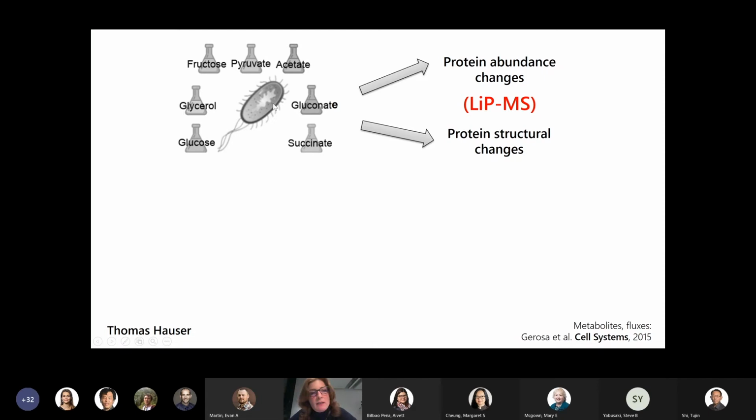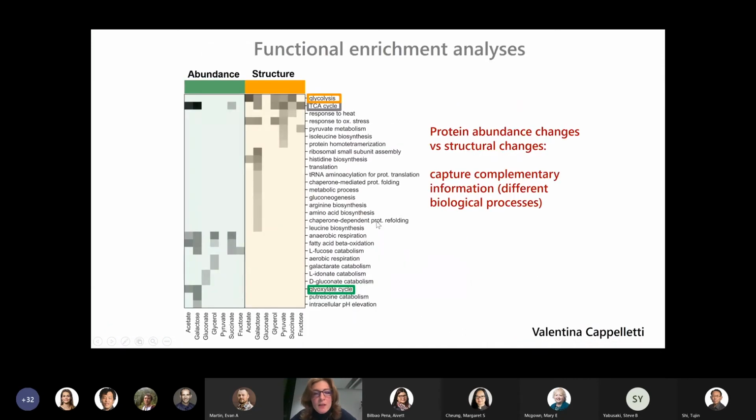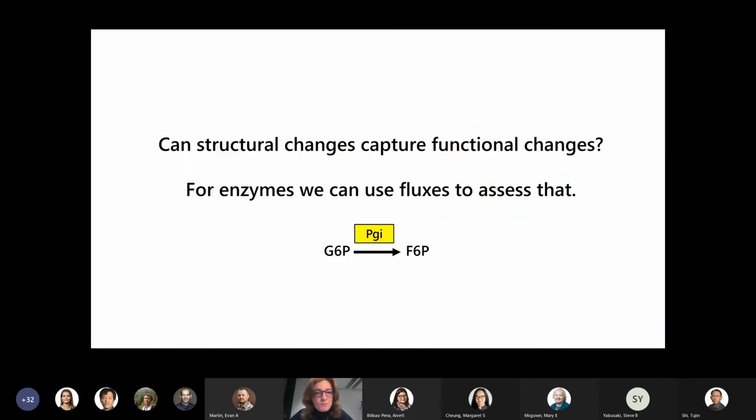So we thought this might be very interesting to understand what our approach probes. So we grew E. coli cells in these conditions, and then we measured in parallel protein abundance changes again and the protein structural changes. This is the result. So many more proteins undergo abundance changes under these conditions, and a few more undergo structural changes. That's the GO enrichment analysis. And what was interesting here is that we did capture more terms from the protein abundance data, and that the GO terms we captured were somewhat complementary when we compared the protein structure and protein abundance data, suggesting that these two readouts capture different types of biological events.